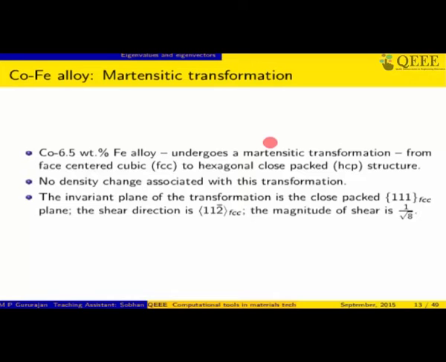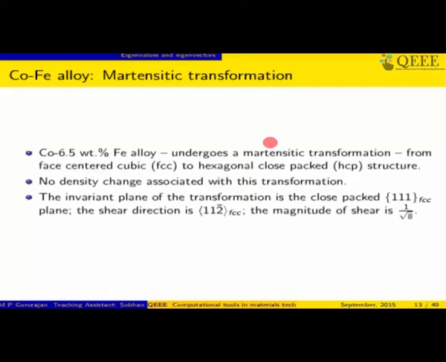If there is no density change associated with the transformation, that means the volume is not changing, because density is mass per unit volume, and if the structure is undergoing transformation but the density is not changing, then the volume is not changing, because the same mass remains after transformation. If volume remains constant, the density remains constant. If volume increases, the density would come down. If the volume decreases, the density would go up. But because there is no density change, we know that the volume is not changing.